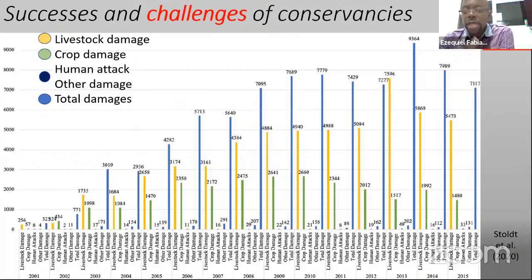But what this graph really shows is two things: that there is a high dependency on subsistence agriculture, which is a fundamental aspect of the livelihood of people in conservancies, and livestock is an integral part of their livelihoods. But at the same time, they are facing major challenges in trying to offset the negative impacts from the increase in wildlife numbers.